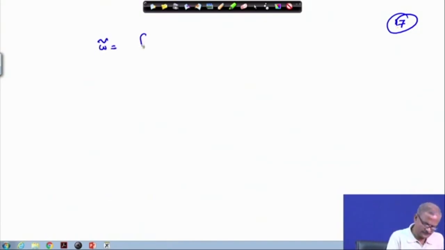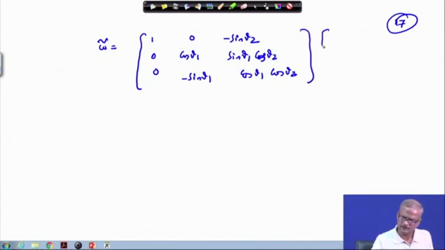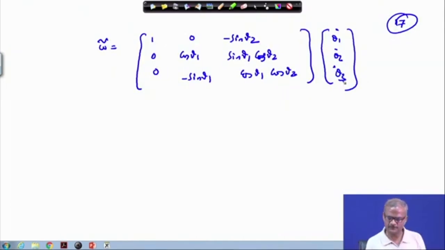So, omega tilde can be written as 1 0 0, cos theta 2, cos theta 1 times cos theta 2, that is, we have combined this term and this term together. So, first you have to take this product, and after you have taken the product, the whole product will come in terms of theta 1 dot, theta 2 dot, theta 3 dot, and then again the whole term has to be written in terms of the matrix as we have written here. So, you can break it. This exercise you can do yourself.